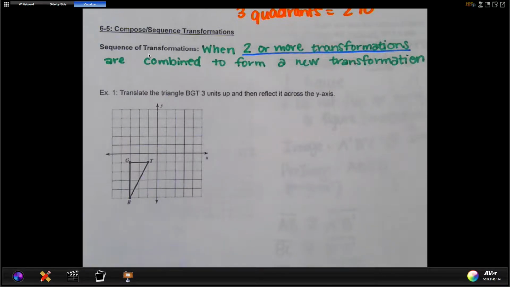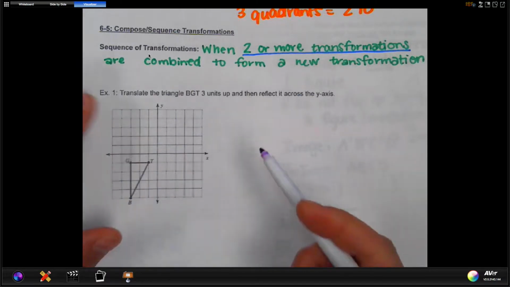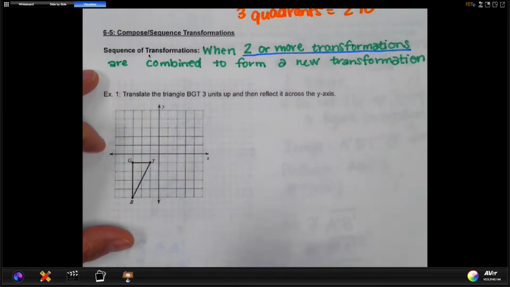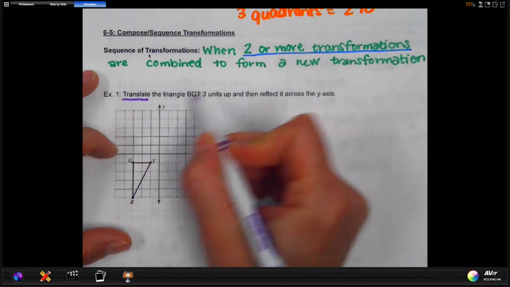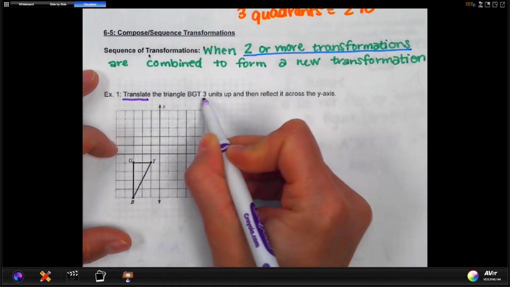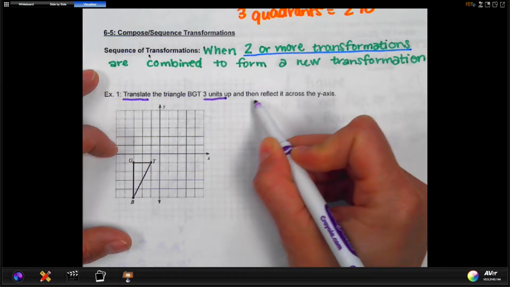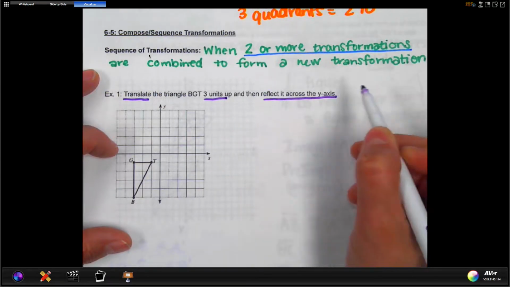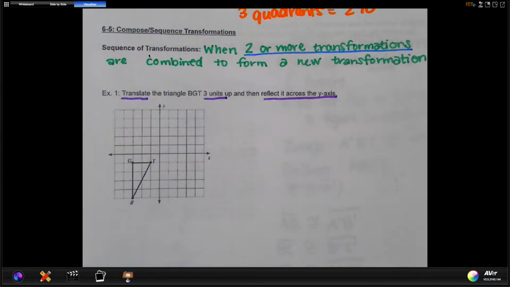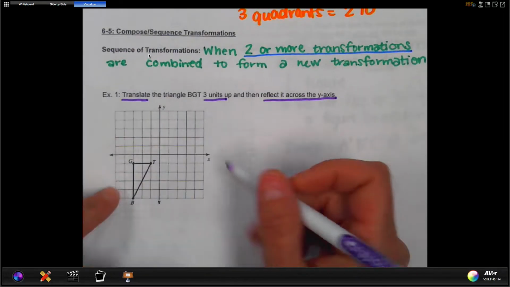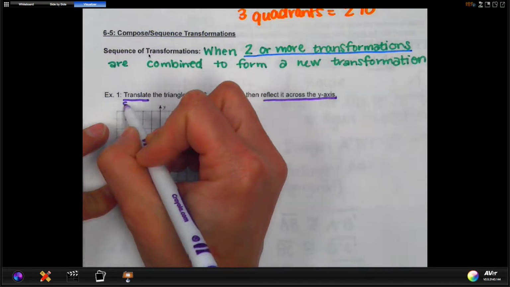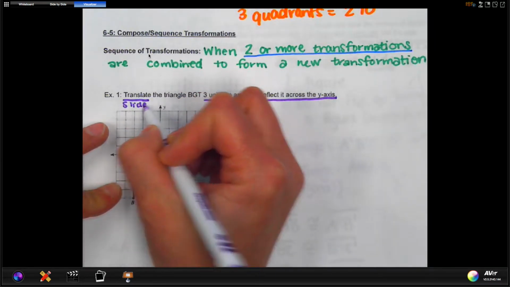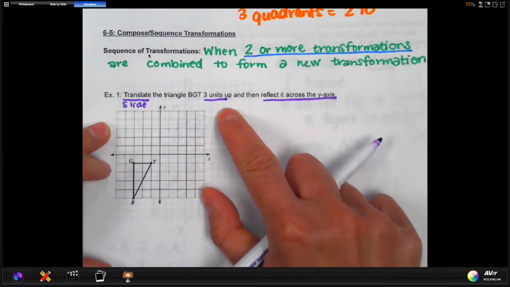So we're going to get right into the example, and this is a sequence because you have two things. It says translate the triangle BGT 3 units up, then reflect it across the y-axis. So we have to do two things, and you must go in order here. We're going to start with translating. That means slide. We're going to slide this guy 3 units up, so we're going to do that first.